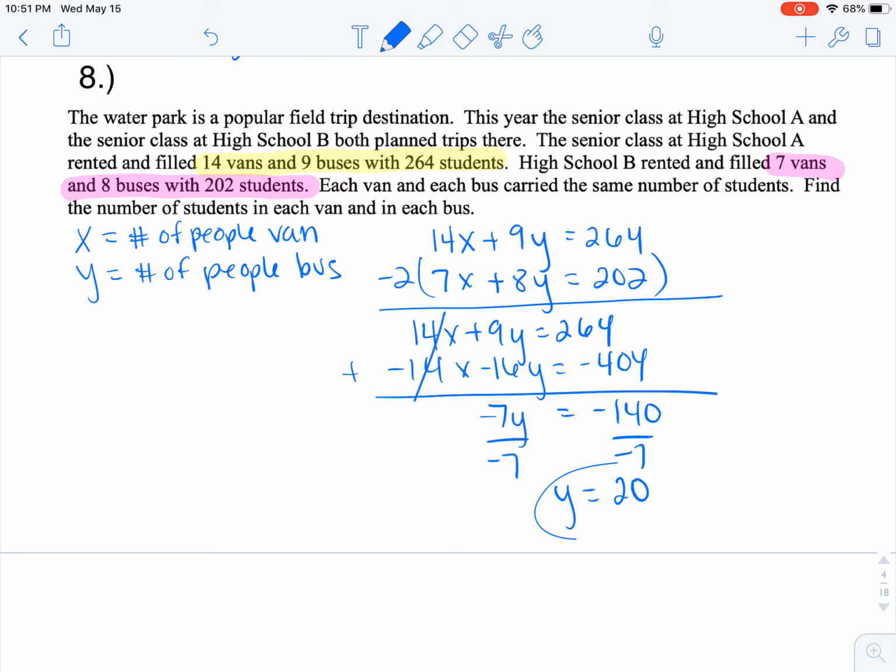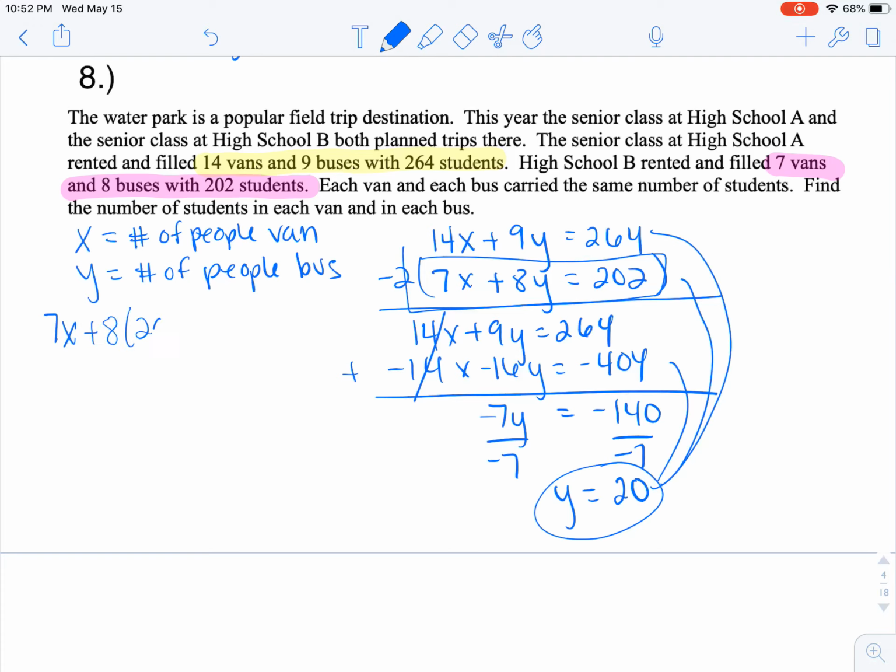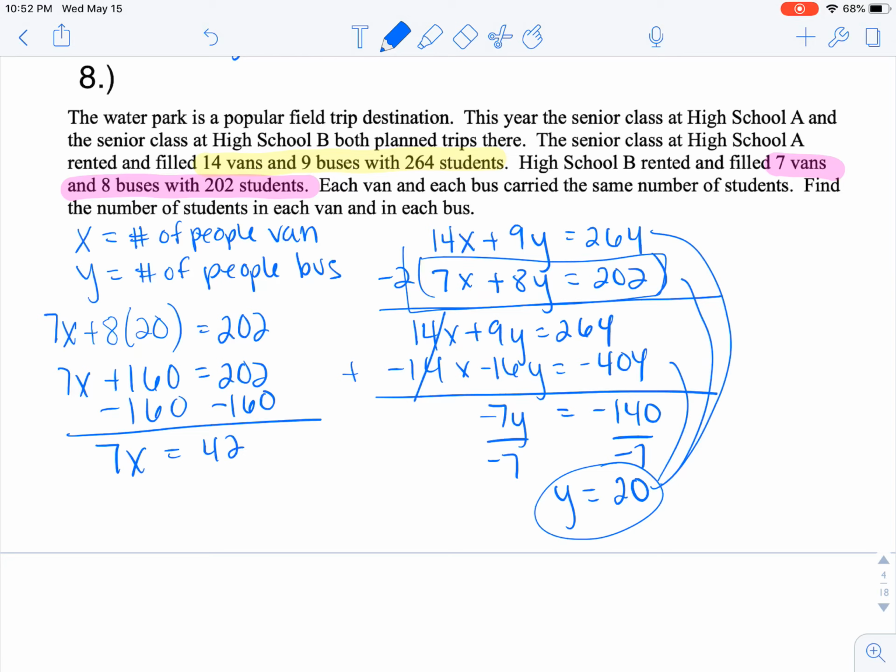And now I'm going to use this and I'm going to plug it back into any of my equations. So I can go up here, I can go in this equation, or even this one that I multiplied. So I'm just going to go with this equation here. Again, it doesn't matter which one you do. So 7x plus 8 times 20 equals 202. So 7x, 8 times 20 is 160. Subtract 160 from both sides. And we have 7x equals 42. Divide that out and we get x equals 6. So 6 people in a van and 20 people on a bus.